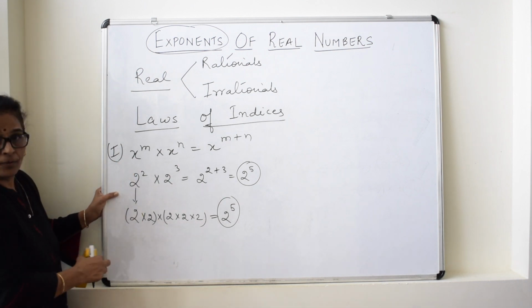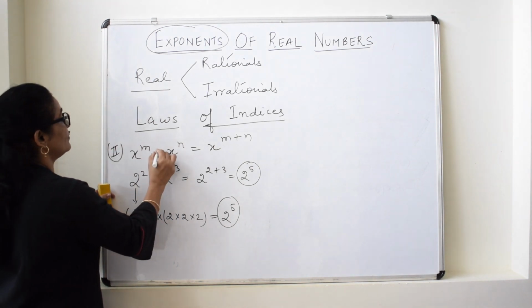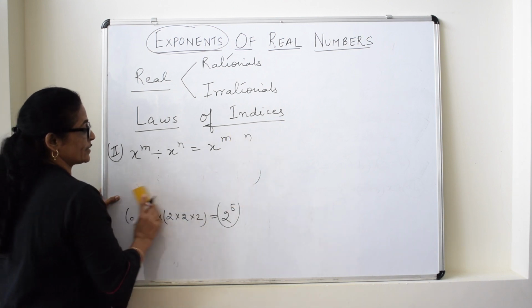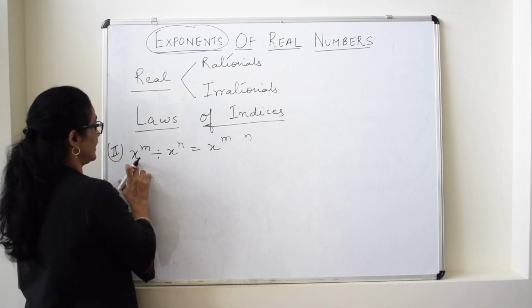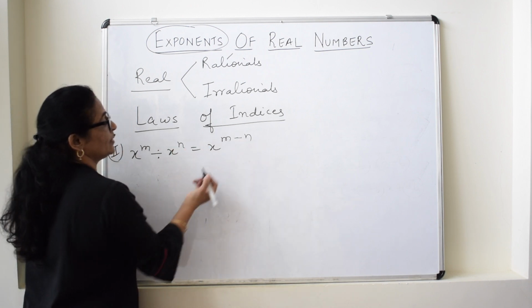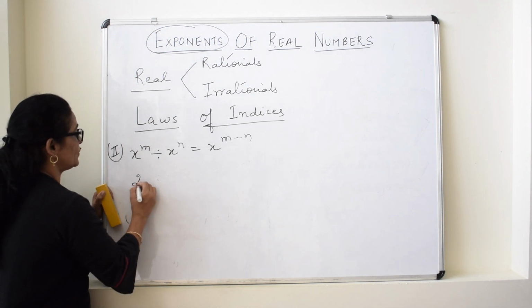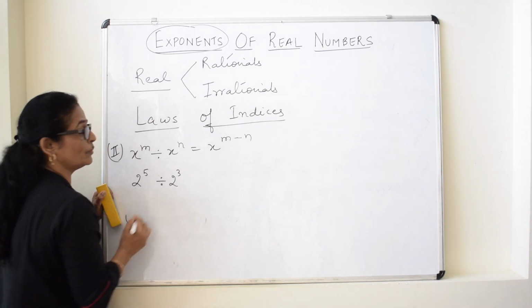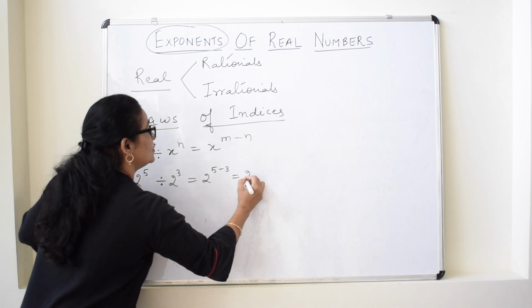Now the second law. If instead of this multiplication sign, we take the sign of division, the conditions being the same, then instead of the plus sign, it will become minus. So when x to the power of m is divided by x to the power of n, it will give x to the power of m minus n. For example, 2 raised to the power of 5 divided by 2 cube. Here by using the law, this will be 2 square.